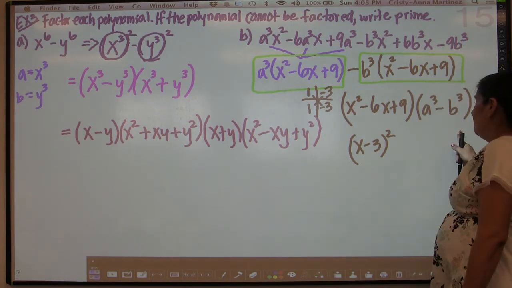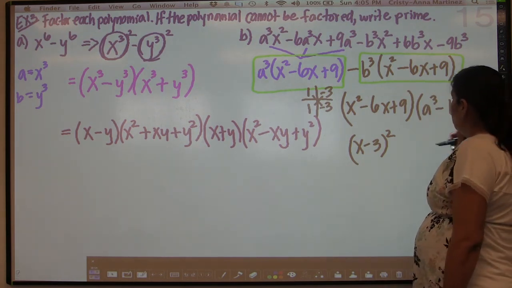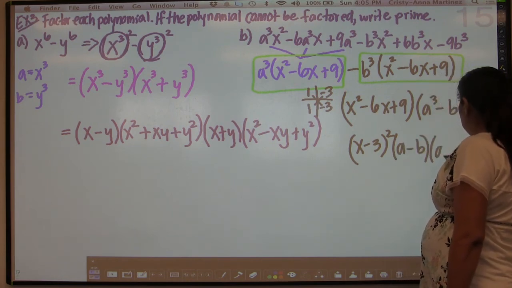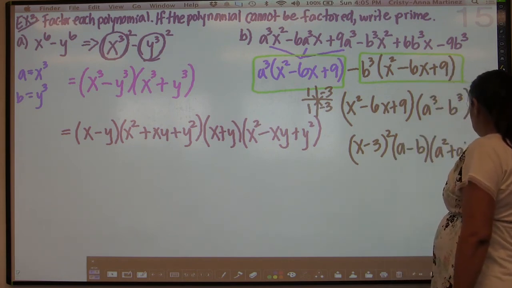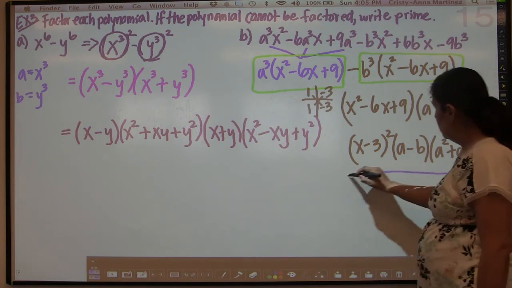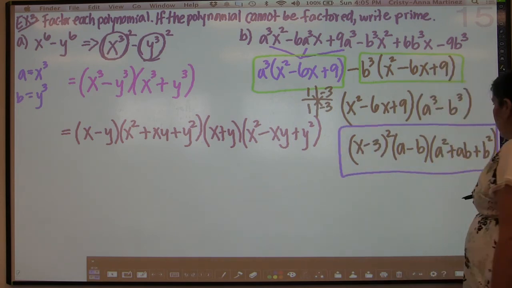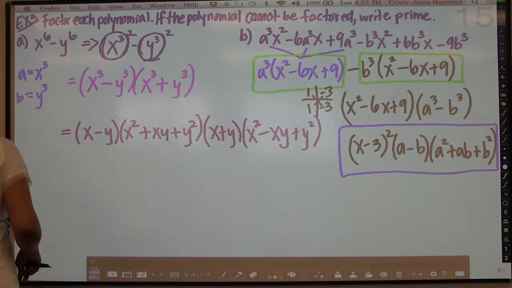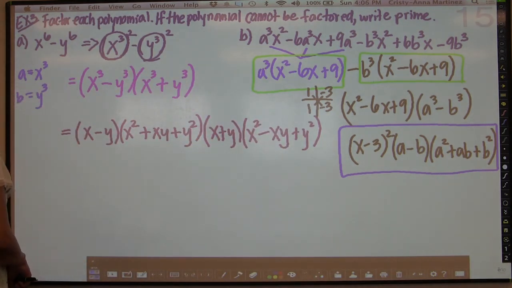And then over here we have a difference of 2 cubes again. So we're going to use our SOAP, which means same sign, then opposite sign, and then always positive. So at the end of the day, this will be our complete factored form: (x − 3) quantity squared times (a − b)(a² + ab + b²).